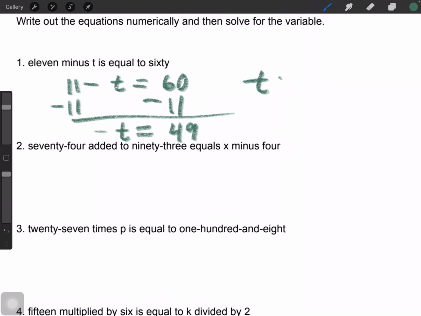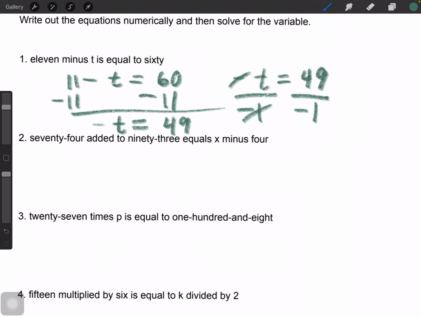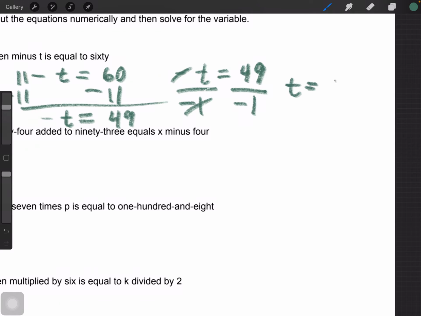Now, we want t, not negative t. So negative t is also equal to negative 1 times t, and the inverse operation of multiplication is division, so you want to divide by negative 1, which effectively cancels out the negative and gives us t equals 49.